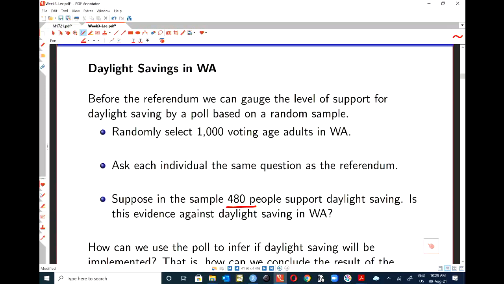So in my sample, if I get 480 people saying that they are in support of daylight saving here, does that mean I do have support or don't have support? In other words, is it possible to get 480 from this kind of sampling when the proportion of people who actually say yes is 0.5 or bigger? But 0.5 is a boundary line. I'll take 0.5. Is it possible to get that?